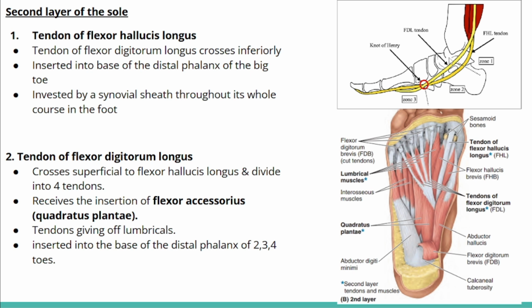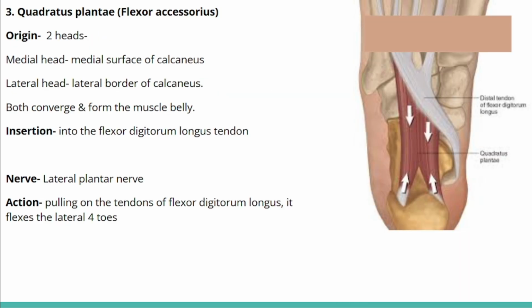And then we have the tendon of flexor digitorum longus, this tendon. It crosses superficial to flexor hallucis longus and divides into 4 tendons. You can see here. And it receives the insertion of quadratus plantae muscle, or the flexor accessorius muscle. This is the muscle. And also you can see that from these tendons, lumbrical muscles arise. These tendons insert into the bases of the distal phalanges of the second, third and fourth toes. So up to now in the second layer we discussed flexor digitorum longus tendon and flexor hallucis longus tendon.